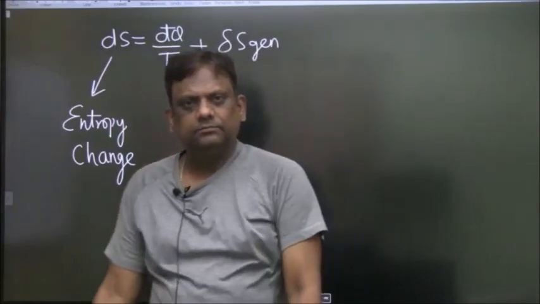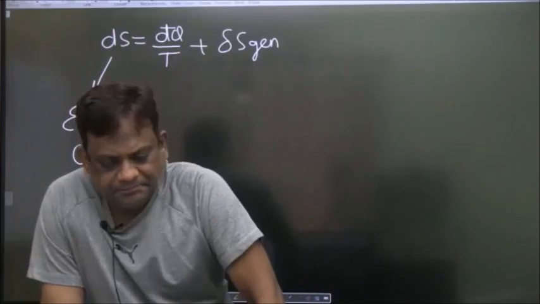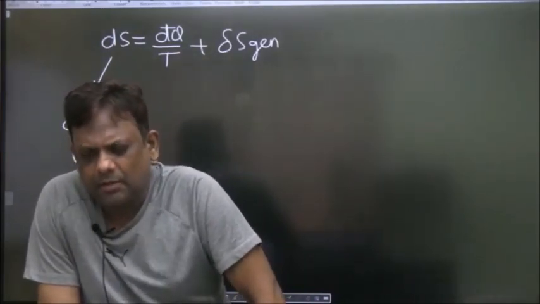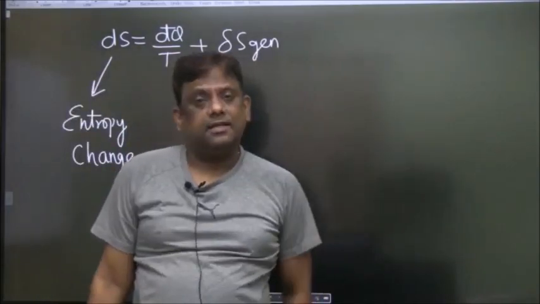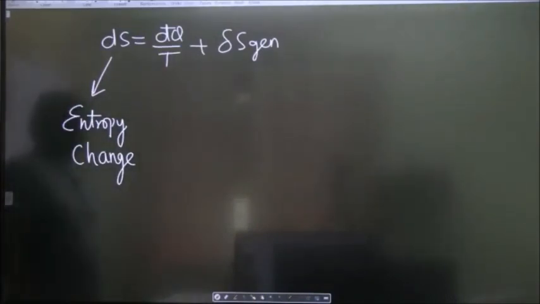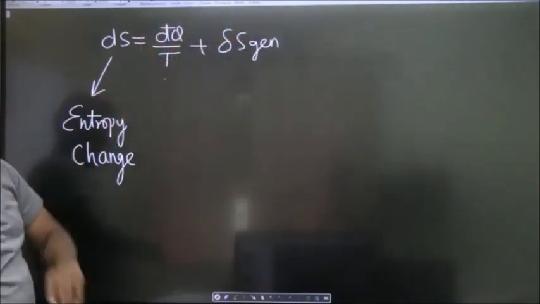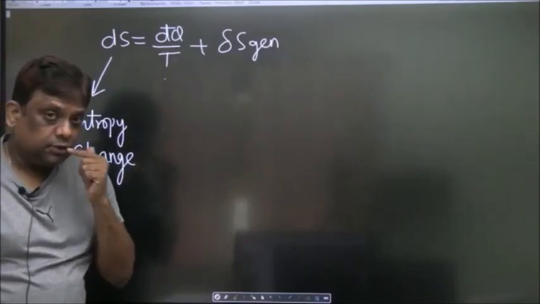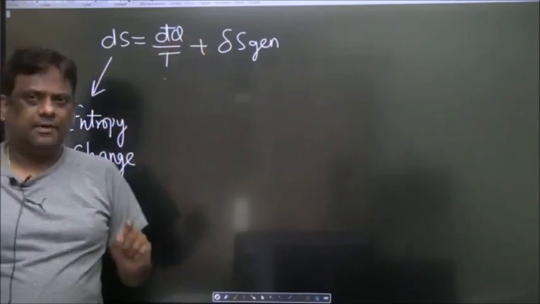Look at this carefully. Now, understand carefully. You know, for reversible it is 0. For adiabatic this is 0. So the entropy change is occurring due to two reasons.